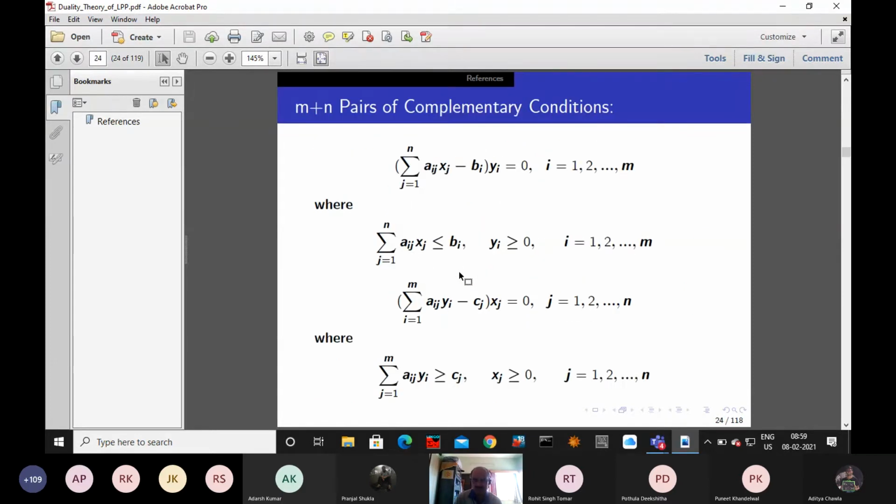And I told you, altogether there are m plus n pairs of complementary conditions. Okay. So how many are here? They are m in number. And with respect to the summation of i varies from 1 to m, aij yi minus cj into xj equal to 0, j varies from 1 to n. So if you see xj into something, there are some terms here also, this product equal to 0. So 0 means you have to check whether it is exactly becoming 0 or it is becoming an inequality. Okay.